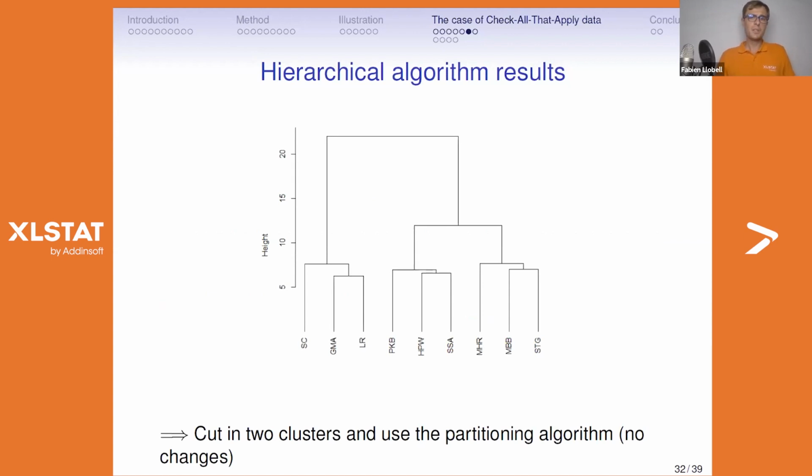The hierarchical algorithm results suggest we cut in two clusters of beers, and the partitioning algorithm gives exactly the same results as the hierarchical algorithm.